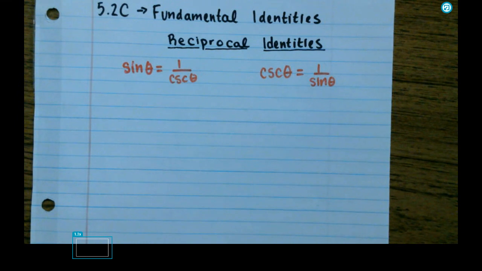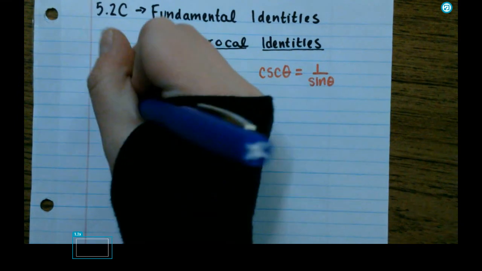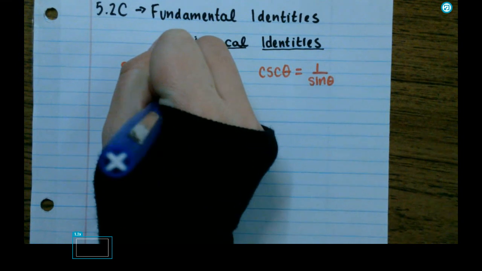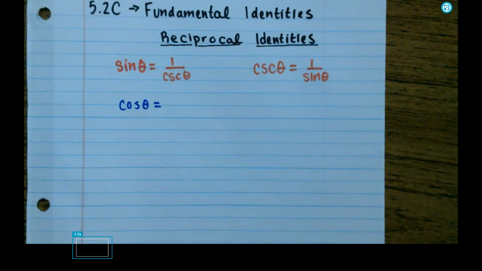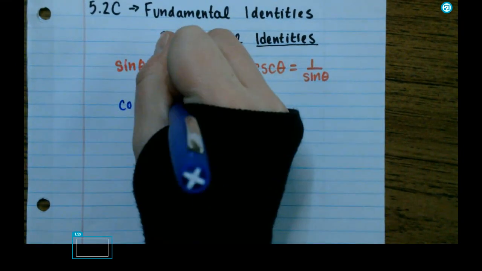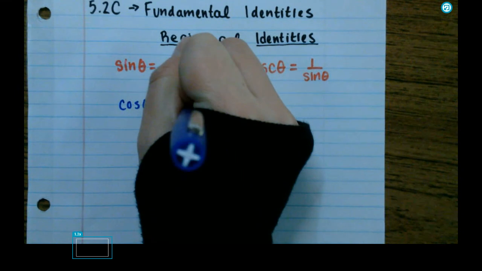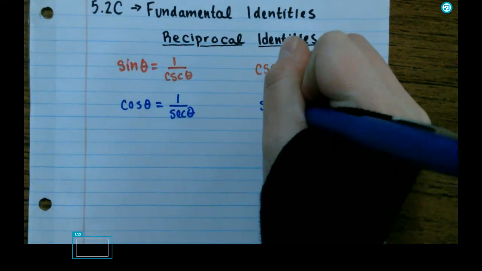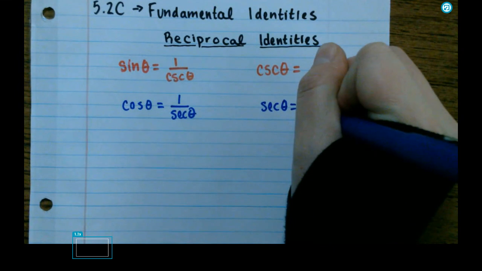Next one. Cosine of theta is the reciprocal of secant. So cosine of theta equals 1 over secant of theta. Alternatively, secant of theta equals 1 over sine of theta.